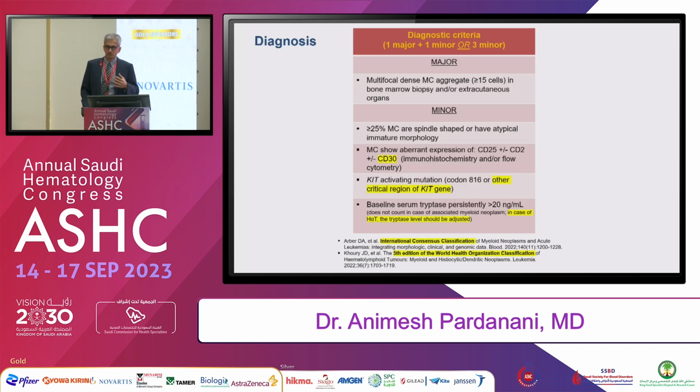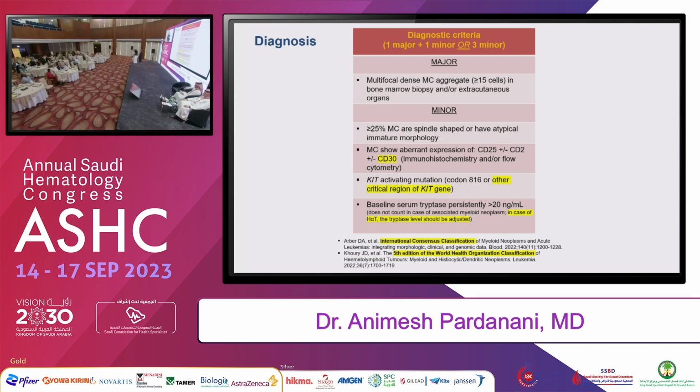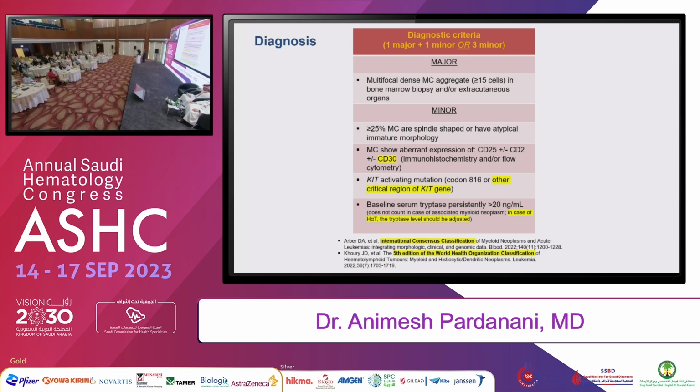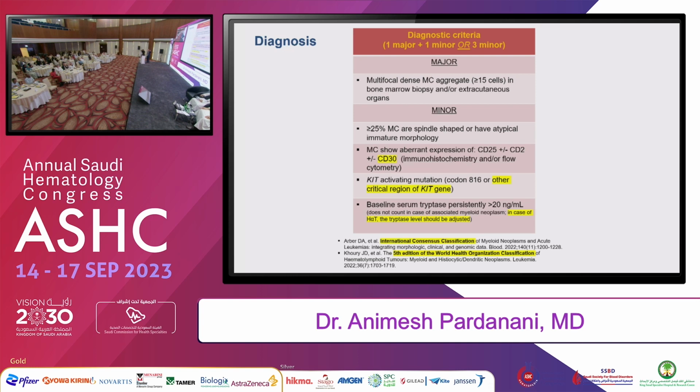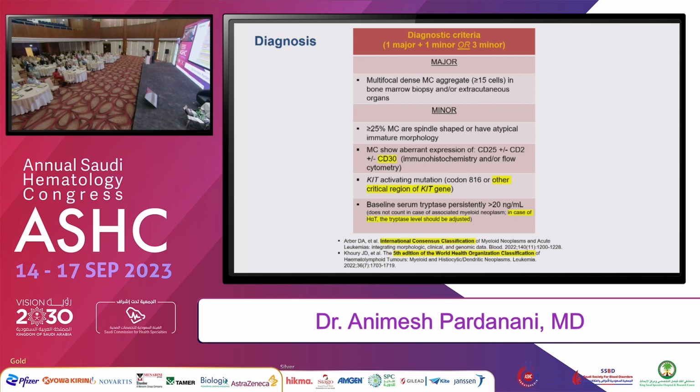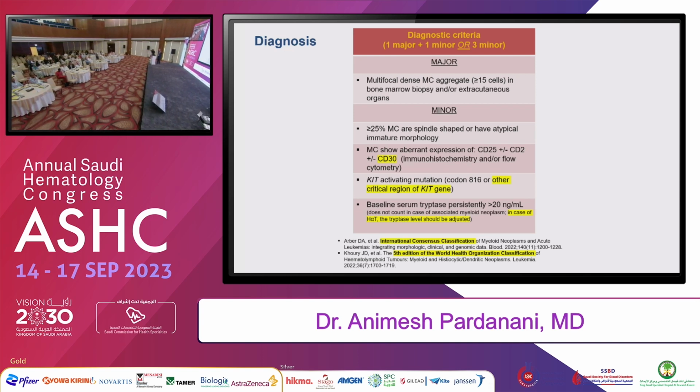So let's quickly talk about the diagnostic criteria. This slide shows you the criteria. You have one major diagnostic criterion, and then you have 4 minor criteria. So to diagnose somebody with mastocytosis, you need to satisfy either 1 major plus 1 minor criteria or 3 minor criteria.